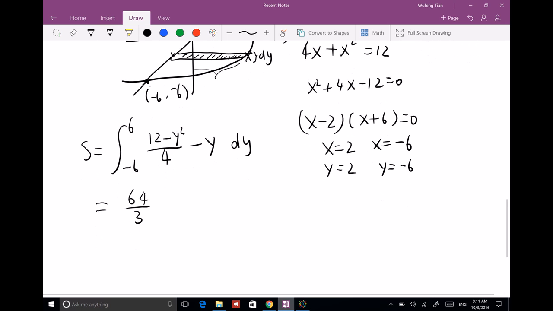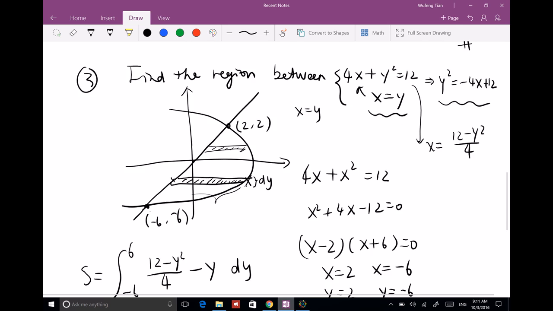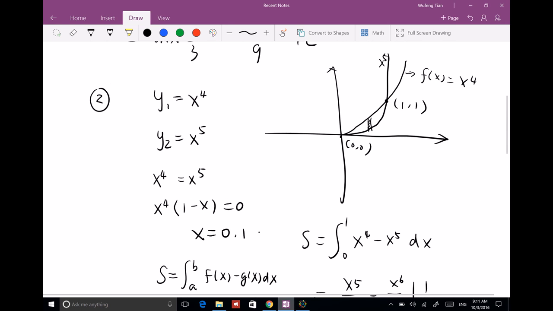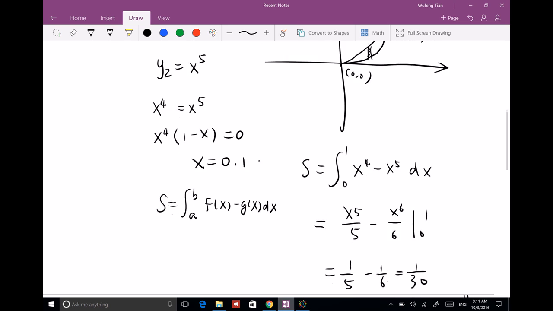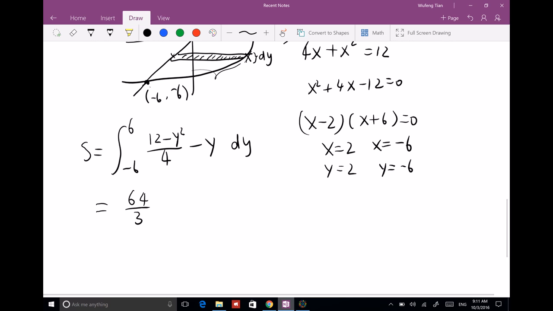Okay. Does it make sense, everyone? You see, number 2 is find the area, you use the vertical rectangle. Number 3, you use the horizontal rectangle. Find the area. It is the same area formula. S equals f of y minus g of y, from A to B, f of y minus g of y, dy. Okay, that's number 3.